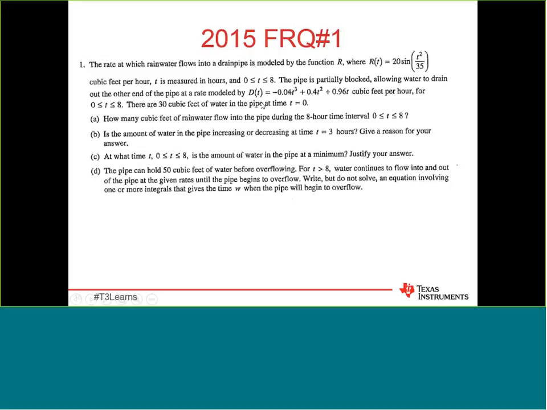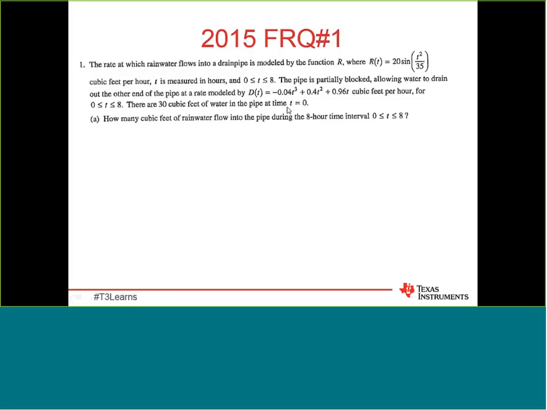Now, the one thing that students tend to miss on these questions, and they need to read, right here, there's an initial value portion that's hidden in the topic. It says there are 30 cubic feet of water in the pipe at time equals 0. Some students will be working through all of these questions, and they'll miss that. So they want to be careful when they're reading it. They want to underline this and circle it so they see it later in the question. They will definitely need it.